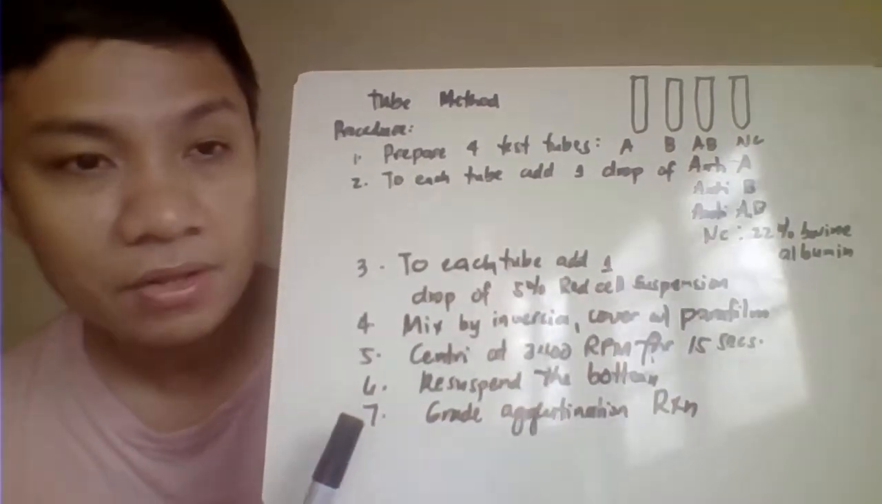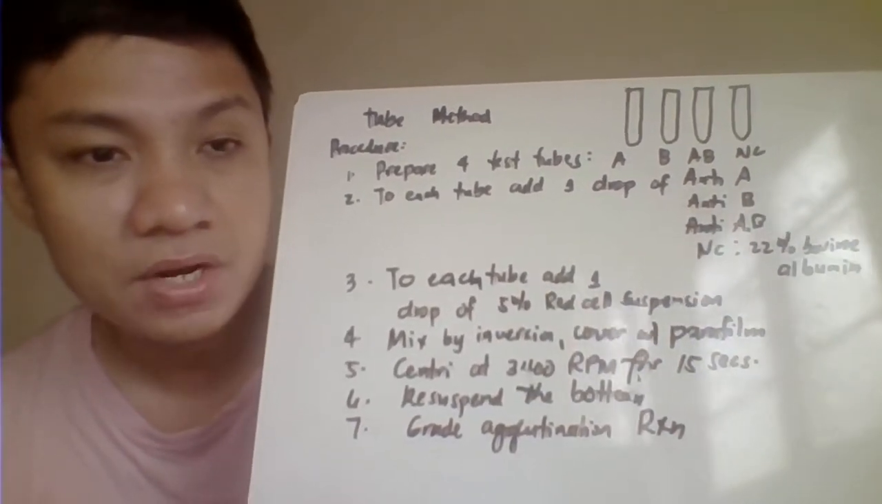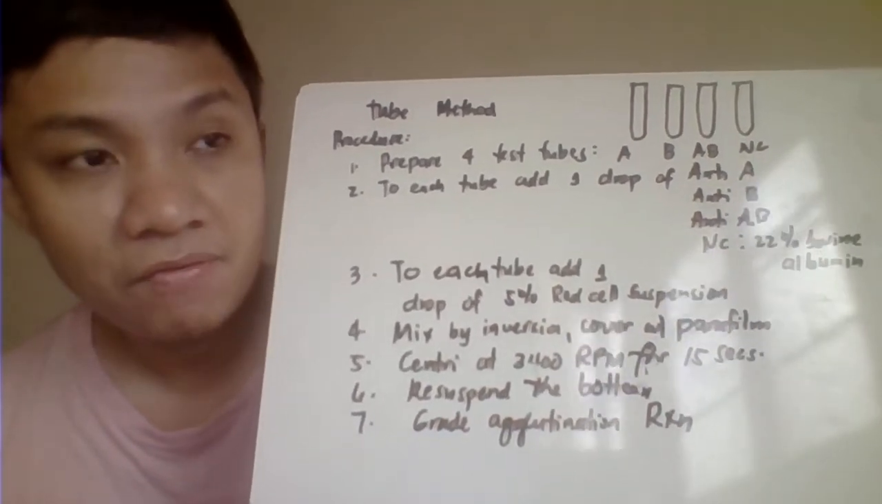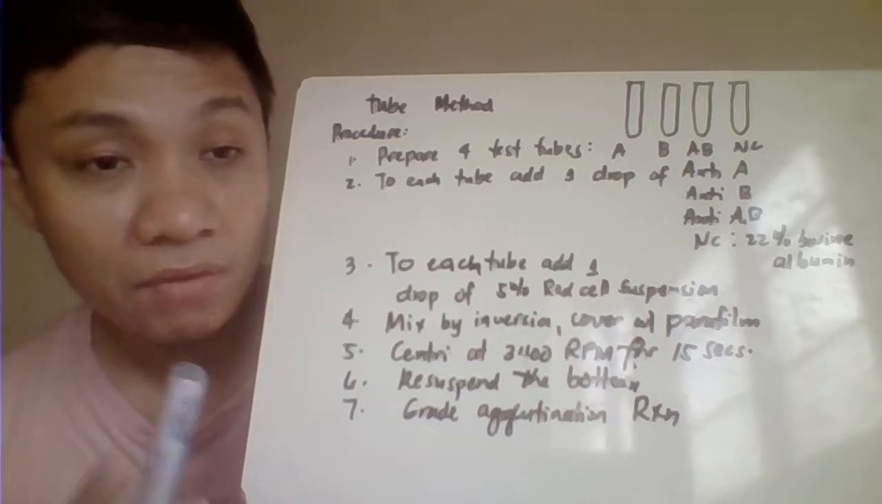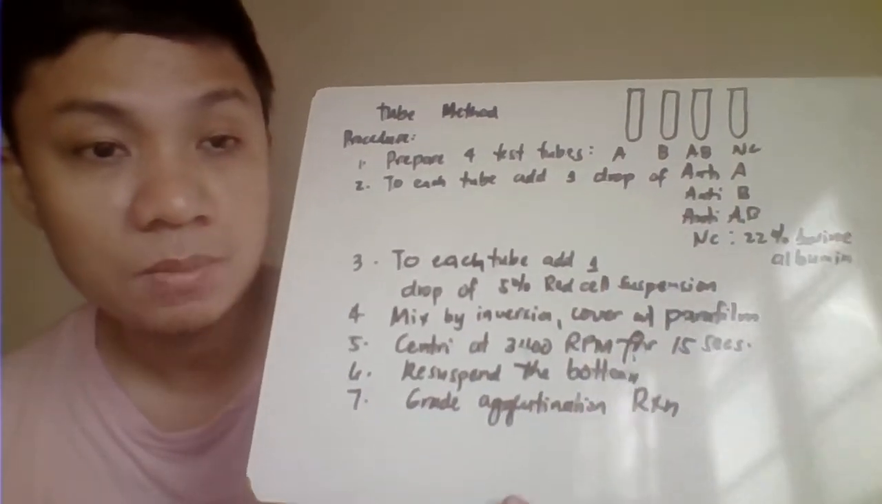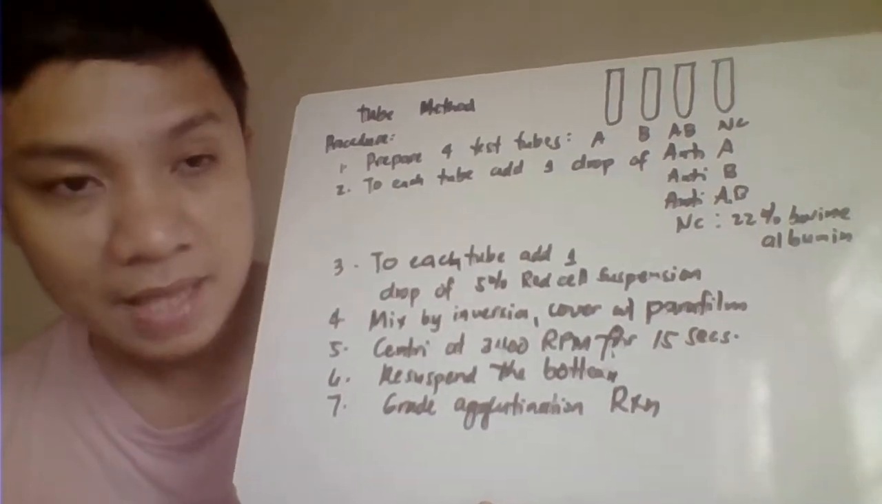And then try to grade also agglutination reaction as 0, trace, 1 plus, 2 plus, 3 plus, or 4 plus. And then try to identify what antigens are present and eventually that also corresponds here to the blood type of the patient in terms of the forward typing.